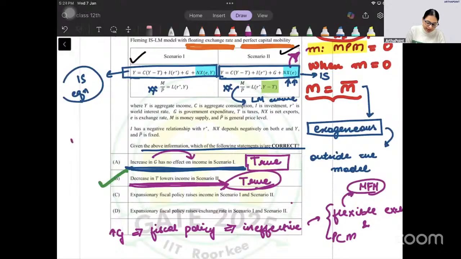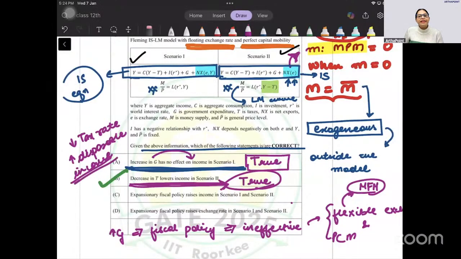So the decrease in tax rate will increase my disposable income. It will increase the income of the consumer, right? It is going to go ahead and impact not only the IS curve, but also the LM curve. This is the scenario that we are going ahead and analyzing in this case. Is it fine? Any doubt in this?